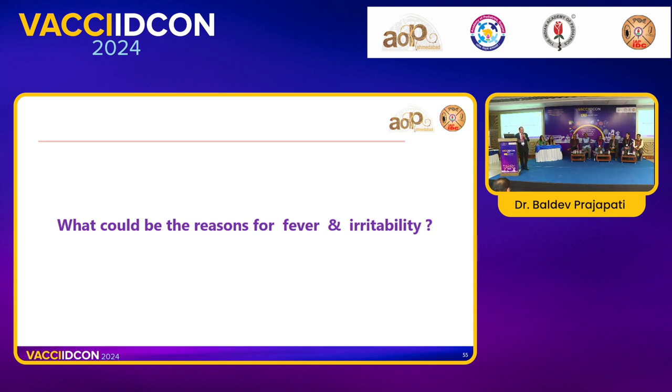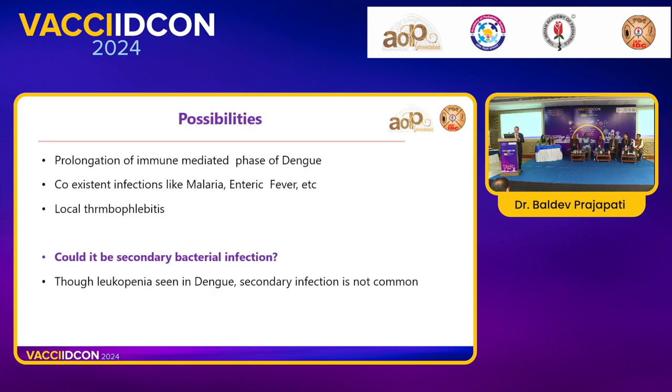Anything else? How many minutes may I have from the chairperson? Okay. Now, some points are already discussed: the possibility of a prolonged immune-mediated phase of dengue. Sometimes we say it is without any reason, just fever in dengue. Reported in Indian Pediatrics, it can remain even for weeks to months. But if the patient remains all right, please don't do anything. Second, coexistent infection, definitely, and even local phlebitis or something which we should look for.